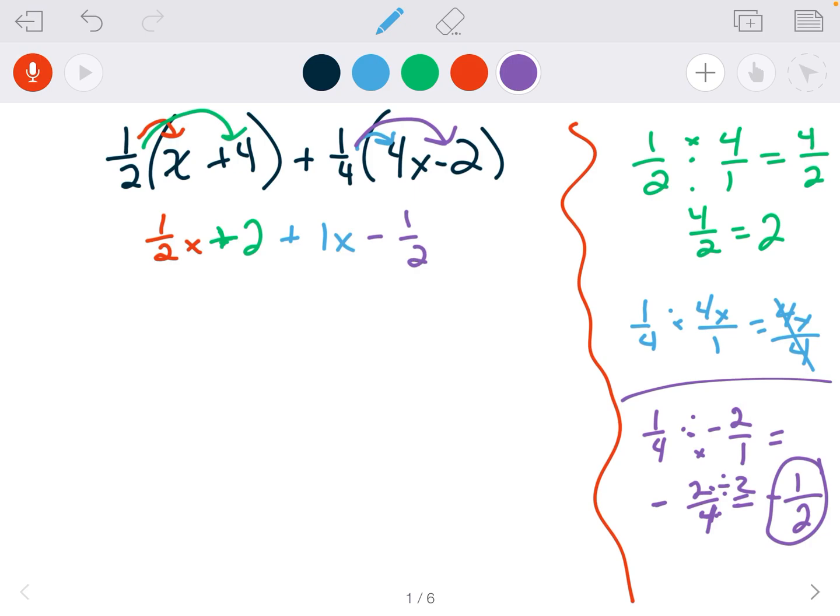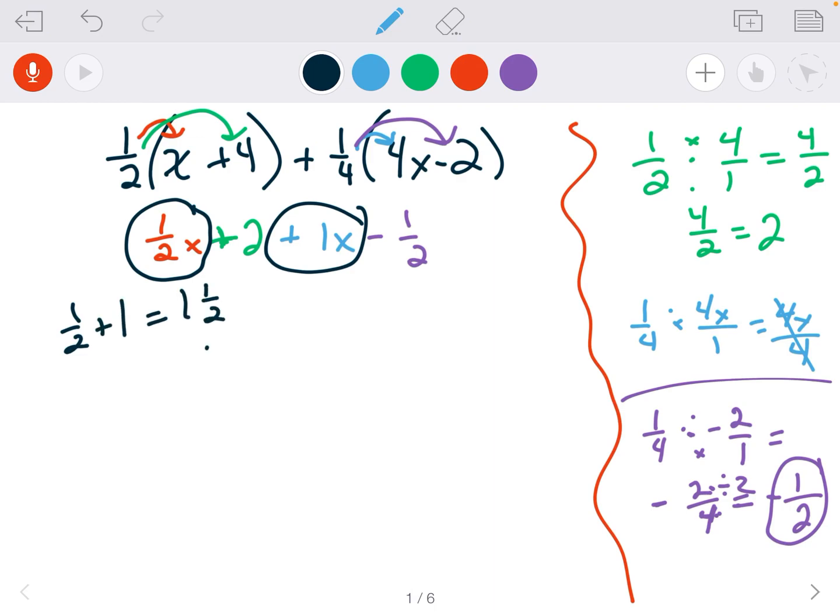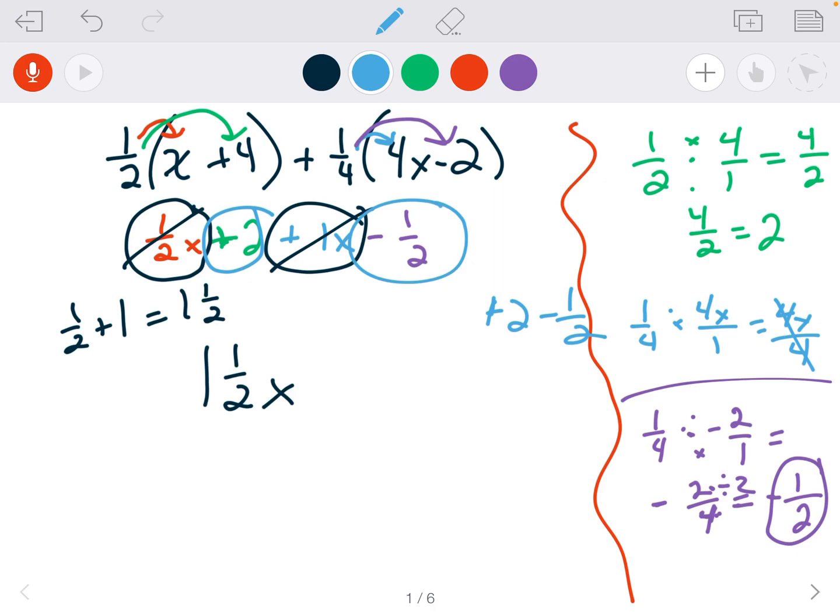Now I go ahead and combine my like terms. So I've got an x here, I've got a positive 1/2 x, and a positive 1x. If I add 1/2 plus 1, I get 1 and 1/2. So I've got 1 and 1/2 x. These are gone. Now I'm going to combine my plus 2 minus 1/2. So when I'm doing that, I'm actually subtracting 1/2. And I know if I take away 1/2 from 2, I'm left with a positive 1 and 1/2.